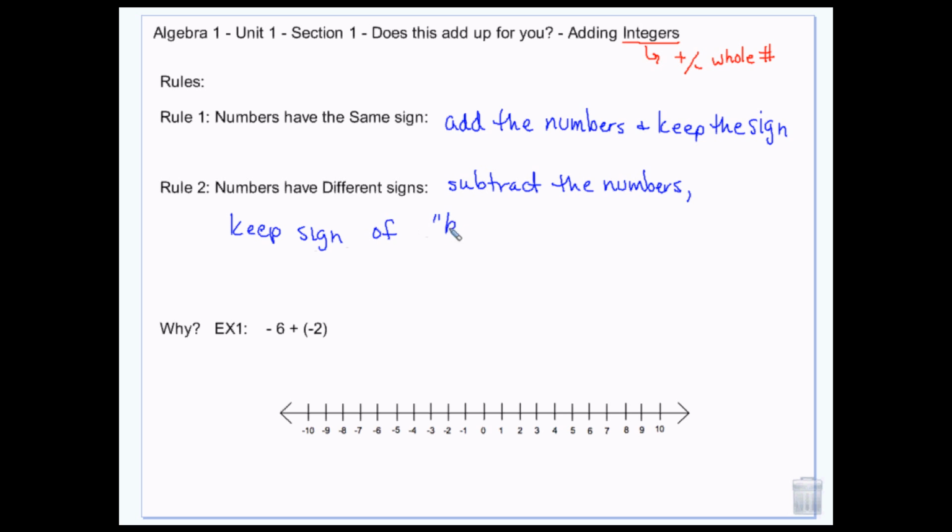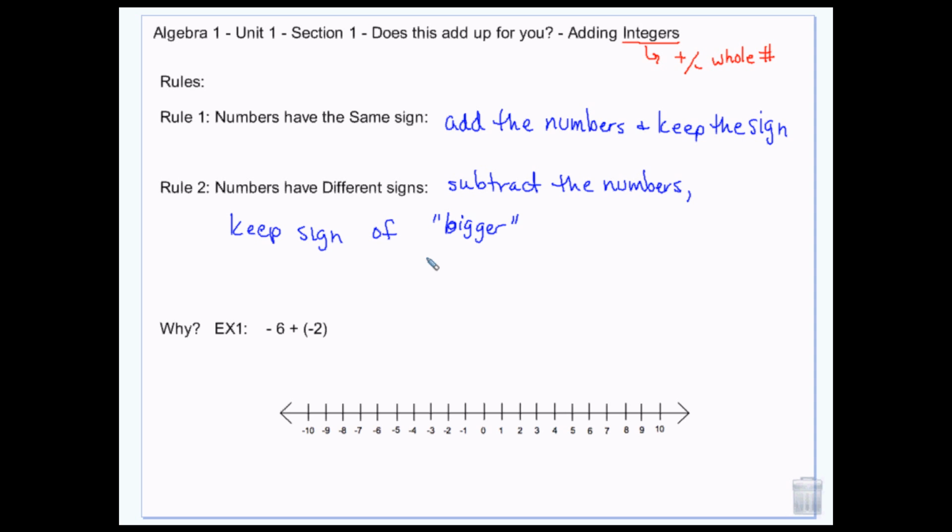of the bigger number. And I'm going to put bigger in quotes, because technically speaking, positive numbers are always greater than negative numbers. But I'm going to say a negative 10 is bigger. The 10 is bigger than a positive 2, right? Because 10 is bigger than 2, even though technically positive 2 is greater than negative 10.